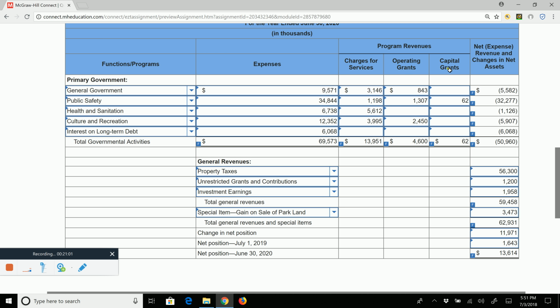And after that, we have 3 columns for what we're going to call program revenues. Program revenues are basically revenues derived directly from operating those functions or programs. There are 3 subcategories of program revenues. The first one, charges for services. That's the government charging the users, like you and I, the users of the community. Also, we have operating grants and capital grants. If you add them all up and then subtract out expenses, we get a net. In this case, it's a net expense, negative $50.9 million.